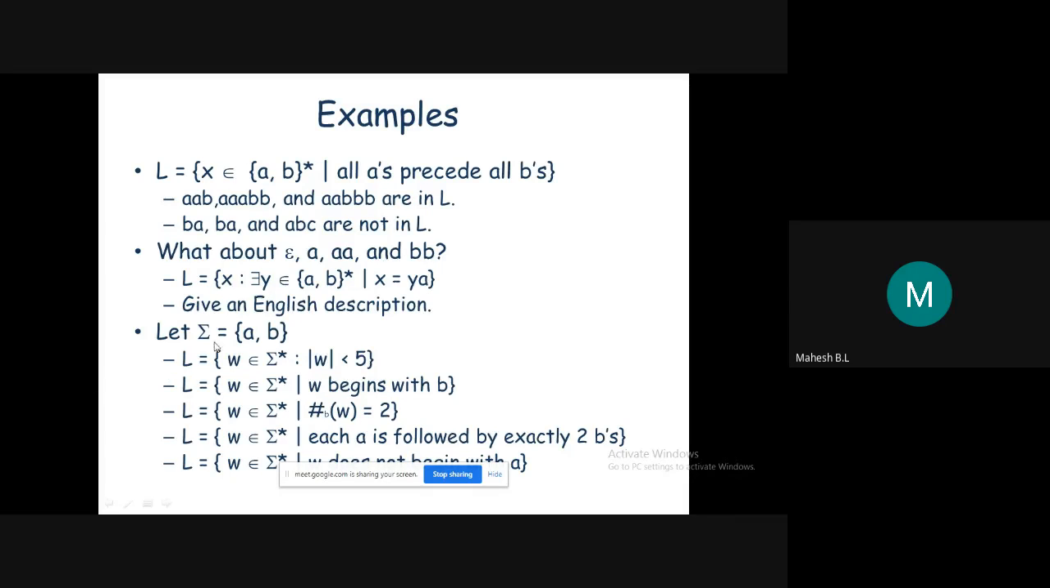So let's see the next example. Let sigma is equal to {A, B}. So the alphabet is {A, B} for all these examples. L is equal to {W belongs to sigma star, length of W less than 5}. Now you know what sigma star is. Sigma star is nothing but the set of all those strings which can be formed using A's and B's. So W belongs to the set sigma star. That means W consists only of strings formed using A's and B's, but only those W's belong to L where the length of W is less than 5.